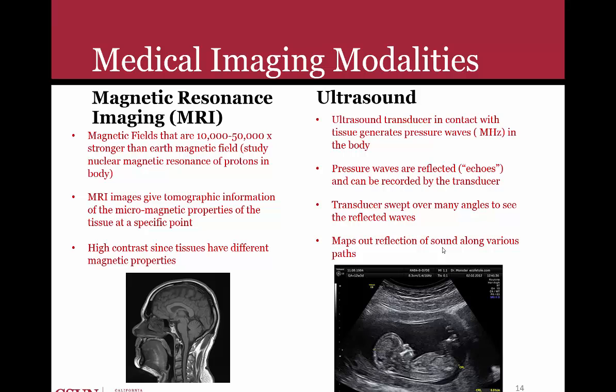Magnetic resonance imaging. Here you're using magnetic fields that are about 4 orders of magnitude stronger than the Earth's magnetic field, which is really strong. What that helps you do is magnetize the body, and you're able to extract tomographic information from the magnetic properties of the tissue at specific points.